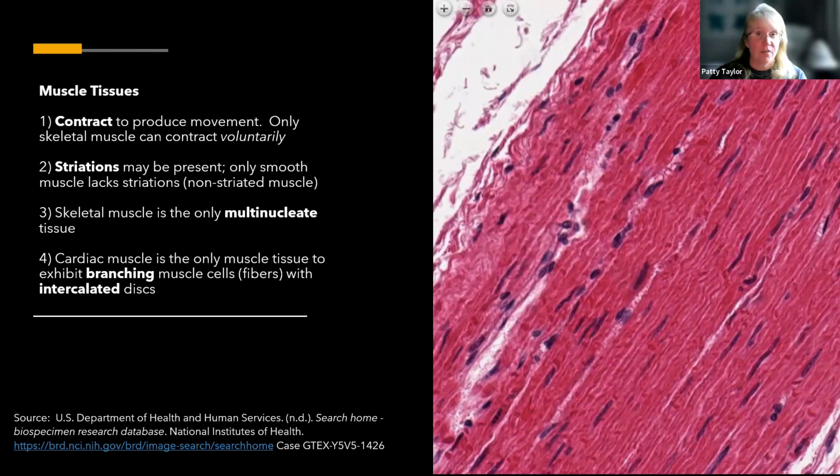Skeletal muscle is actually the only multinucleate type that we have. That means there are many nuclei per cell. And some other features you may see are branching patterns in cardiac muscle, as well as intercalated discs.